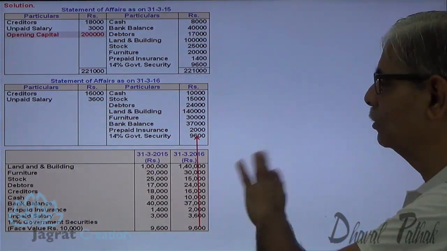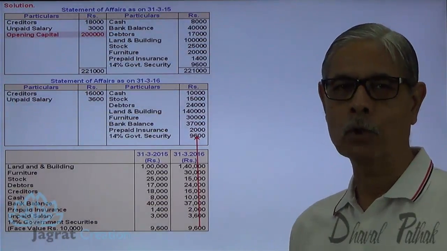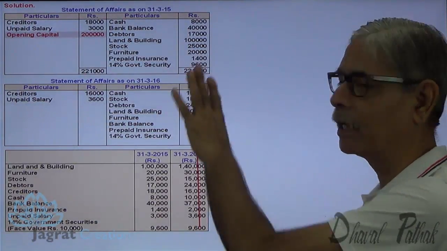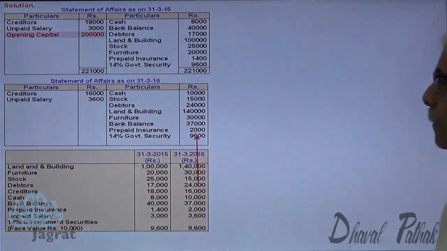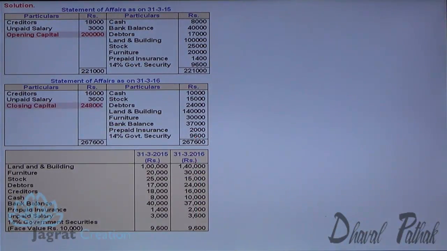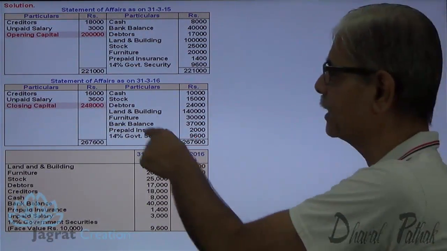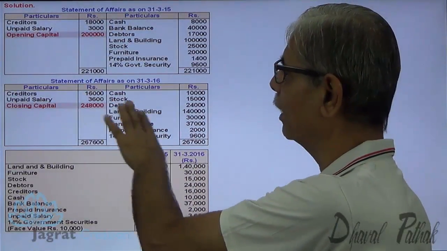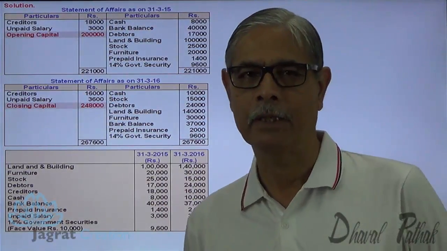Now, this is how opening and closing balances are given to you. In light of that, we have prepared the statement of affairs. Find the closing capital, so total of assets minus liabilities. So 2,48,000 is the closing capital.